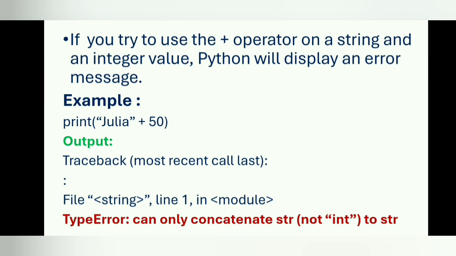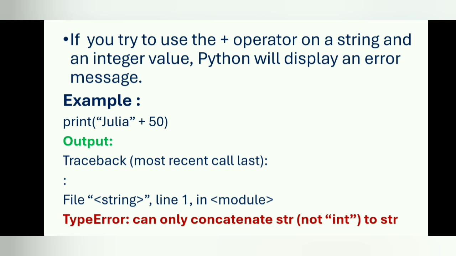If you try to use the plus operator on a string and an integer value, Python will display an error message. Example: Python does not allow you to mix numbers and strings in plus expressions. In this example, we try to use the plus operator on a string Julia and an integer value of 50. Python will not know how to handle this and it will display an error message.